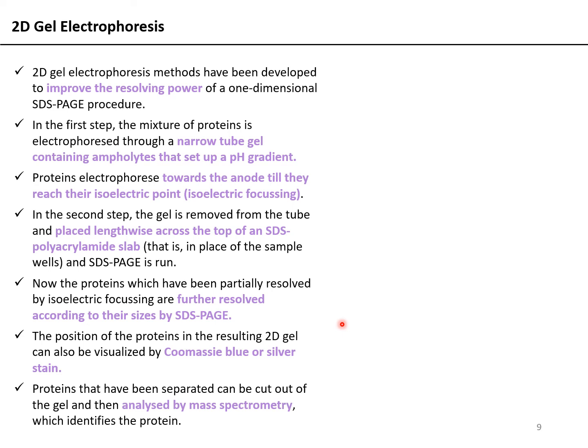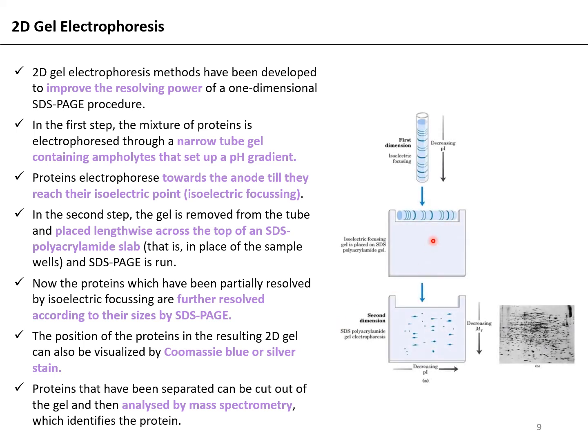Proteins that have been separated can be cut out from the gel and then further analyzed by mass spectrometry, which will help identify the protein. So you see, this is where you have the first dimension, where you separate the proteins on the basis of their pI. Then you take this vertical gel and place it horizontally on top of a polyacrylamide gel slab, and then you run the gel again. Now these proteins which have already separated will separate further on the basis of molecular weight. And this is typically what a 2D gel looks like upon staining.